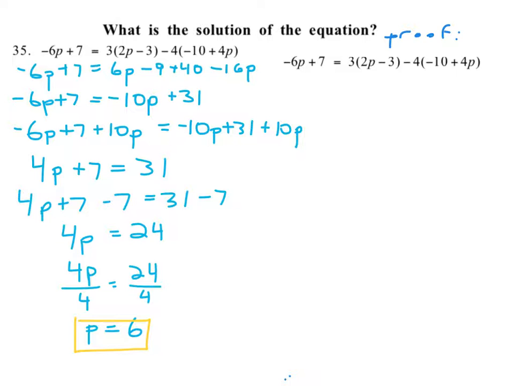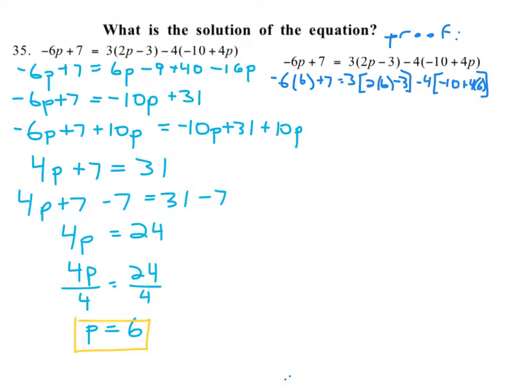Forgive my handwriting. Okay, so now we've got negative 6 parentheses 6 plus 7 equals 3 brackets 2 times 6 minus 3 close brackets. I'm trying to save space here because I'm short on space. Minus 4 brackets negative 10 plus 4 parentheses 6. There you go. Fit it in.